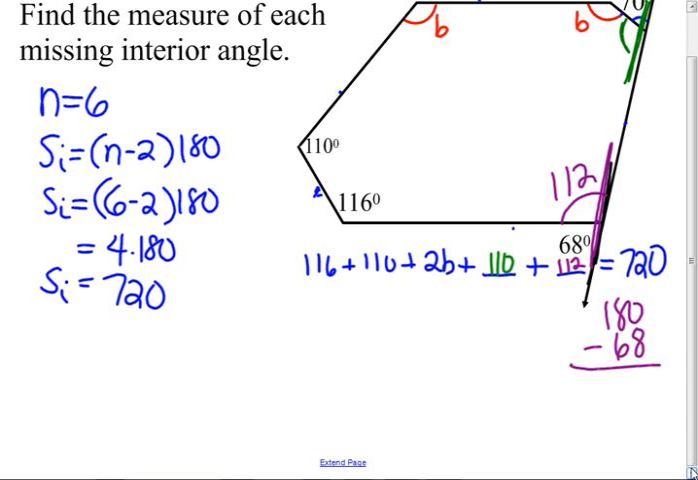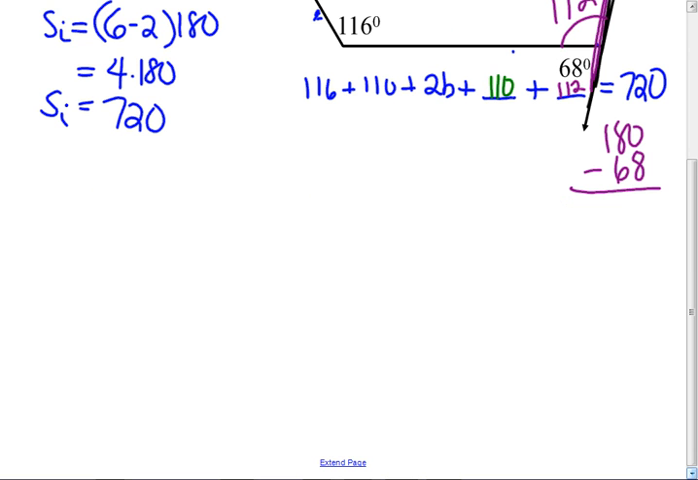I have 2 B's. I'm going to solve this equation. So what are these, all the numbers? That's 226 plus 110 plus 112. Who has a calculator and wants to add them up for me? 2B plus, the B's are equal. What's the 116 plus 2 110s and then 112? Oh, you got that answer? 448, okay.